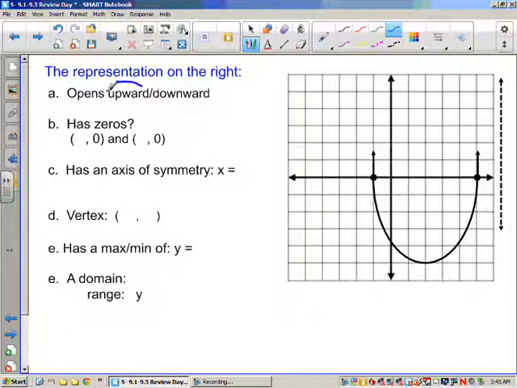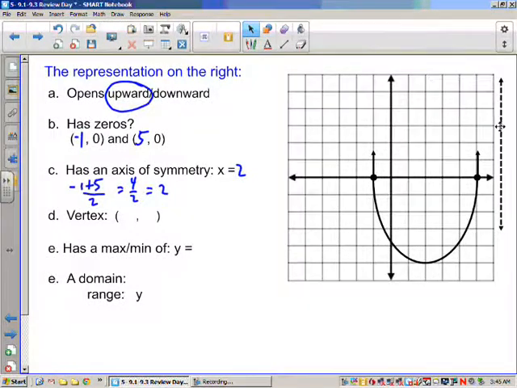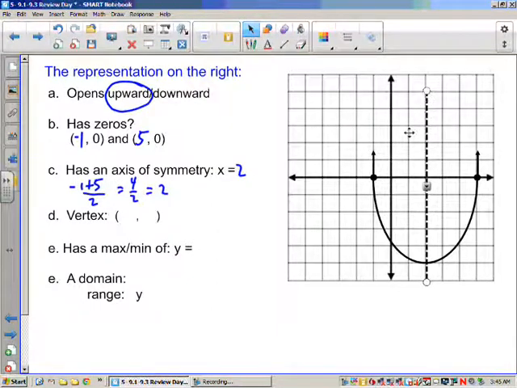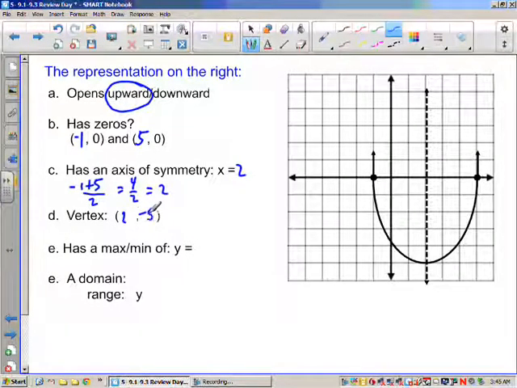Okay, it's fairly obvious. This thing opens up or upward. Zeros are going to be at these x-intercepts, negative 1, 1, 2, 3, 4, 5. Has an axis of symmetry, the average, negative 1 plus 5 divided by 2. That's 4 over 2 or 2. And that seems reasonable. We place our axis of symmetry here. And then the y-coordinate, 1, 2, 3, 4, negative 5. So 2, negative 5 is our vertex.